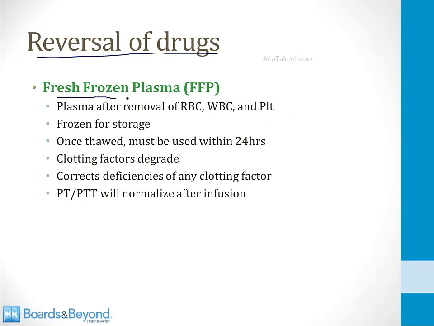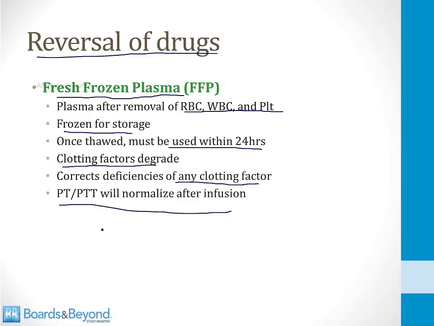So fresh frozen plasma can be used to reverse the effects of warfarin very quickly. FFP is plasma after removal of the cells like red cells, white cells, and platelets. It's then frozen for storage, as the name implies. Once you thaw it, you have to use it within 24 hours or the clotting factors degrade, and it will correct deficiencies of any clotting factor. So all those vitamin K clotting factors whose levels are low in patients on warfarin will be corrected by FFP, and the PT and PTT will normalize after infusion.